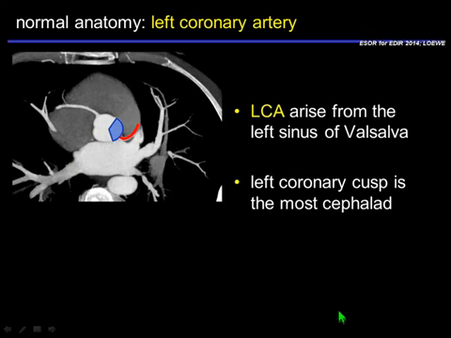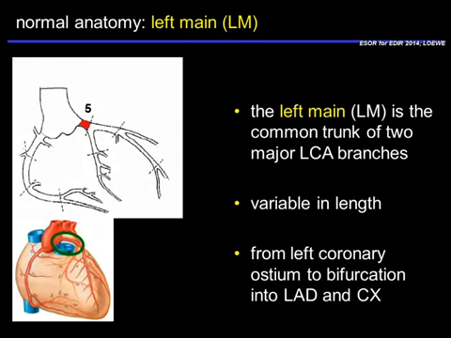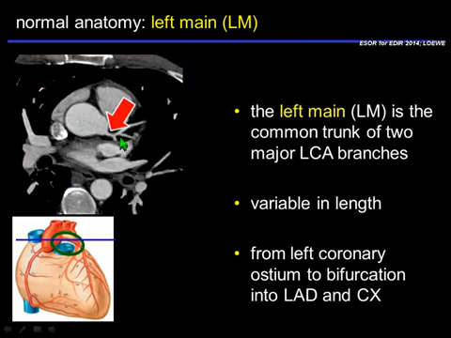The left coronary artery arises as the left main from the left sinus of Valsalva, and the left coronary cusp is the most cranial one at the sinus of Valsalva. So the next coronary segment is segment number 5, the left main. There is a huge variation in the length of the left main, and per definition, the left main is from the origin at the left coronary ostium to the bifurcation into LAD and circ.